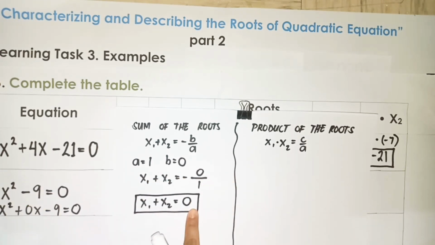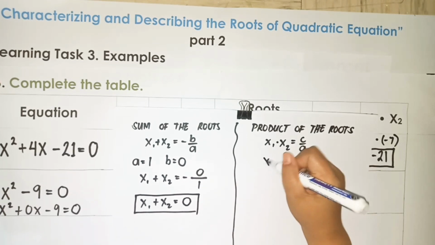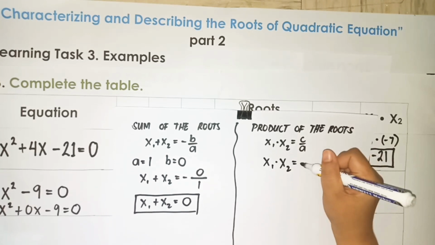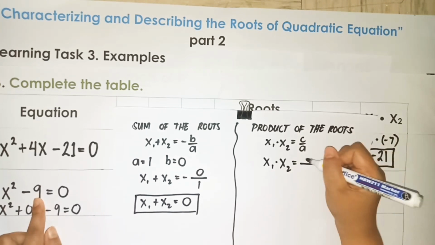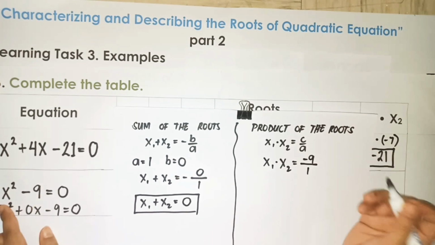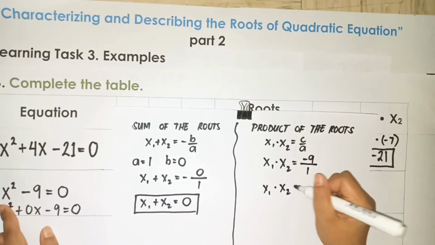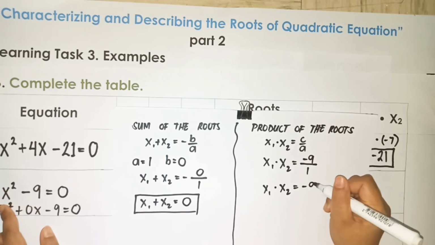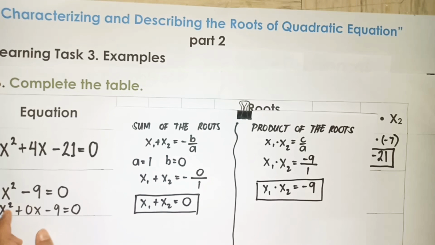While the product is, we have x sub 1 times x sub 2 equals c over a. So, c is equal to negative 9, and a is equal to 1. So, we have x sub 1 times x sub 2 equals negative 9 over 1, or negative 9 divided by 1, which is equal to negative 9. So, that is the product of the roots.